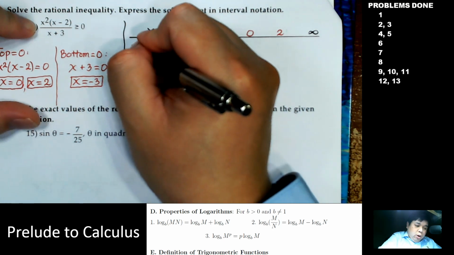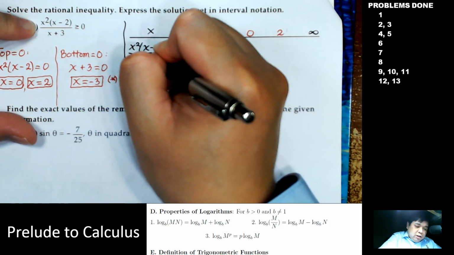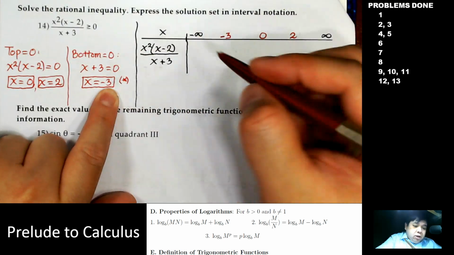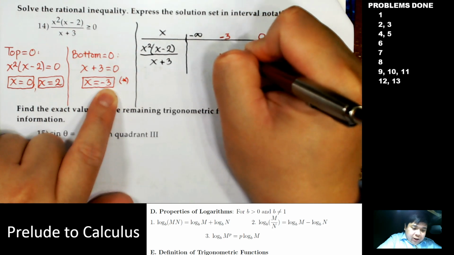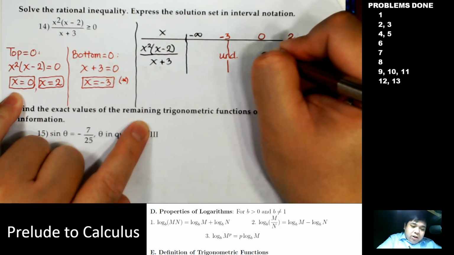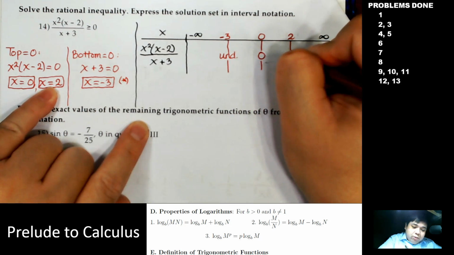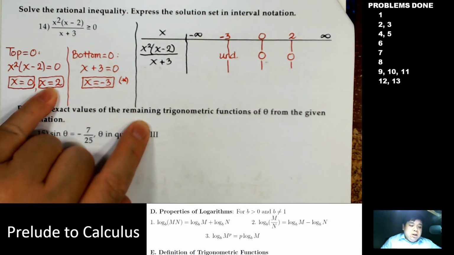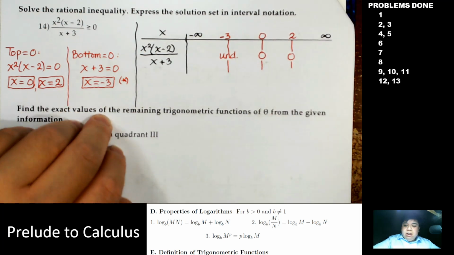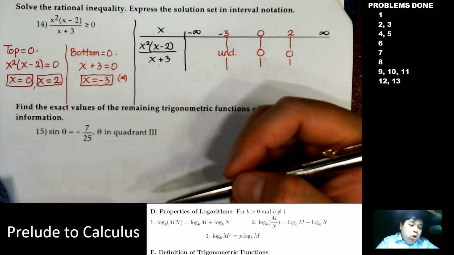Right. And here we're going to have the function. Now we note that when x equals -3, the bottom is equal to 0, so this will be undefined. At x equal to 0, the function equals 0, and at x equal to 2, the function equals 0 as well. So the top is 0, it will be equal to 0. The bottom is 0, it is undefined. Alright, so we find where the function is equal to 0 and where the function is undefined.